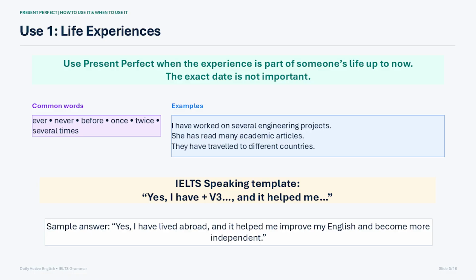In IELTS speaking, this structure is extremely useful. If the examiner asks, have you ever lived in another country? You can answer, yes, I have lived abroad, and it helped me improve my English and become more independent. This sounds natural because you are describing your life experience up to now.